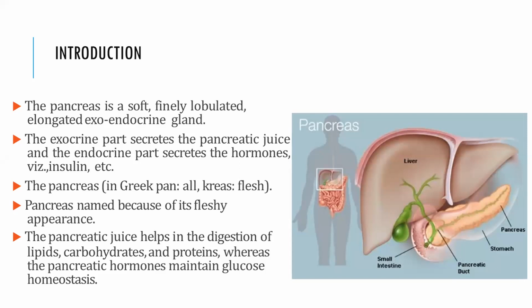So pancreas is a soft, finely lobulated, elongated exoendocrine gland, which has both an exocrine part as well as an endocrine part. The exocrine part secretes pancreatic juice, while the endocrine part secretes hormones, that is insulin. In Greek, pan is all and kreas is flesh, so it is known for its fleshy appearance.